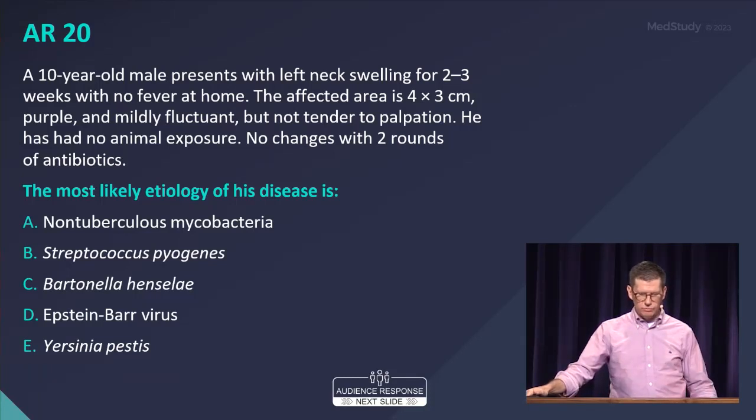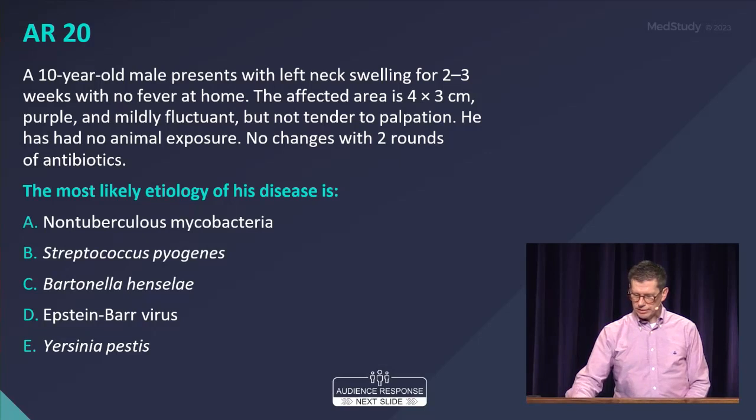And then we have a 10-year-old male who presents with left neck swelling for 2 to 3 weeks with no fever at home. The affected area is 4 by 3 centimeters, purple and mildly fluctuant, but not tender to palpation. He's had no animal exposure and no change with 2 rounds of different antibiotics. The most likely etiology of his disease is A, nontuberculous mycobacterium, B, strep pyogenes, C, Bartonella, D, EBV, or E, Yersinia pestis.